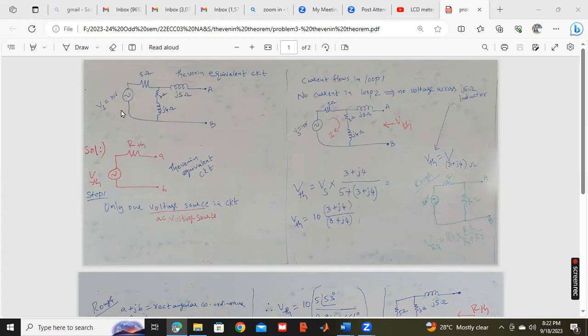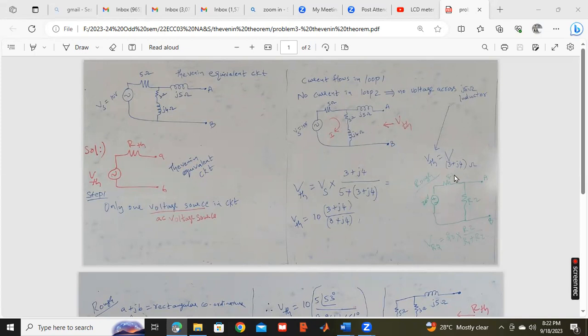In the circuit, we have only one voltage source. So current flows in loop 1. This is the closed loop. If we are able to calculate the voltage across this 3 plus J4, we can calculate the VThevenin value. This 3 plus J4 is the parallel path across which we are calculating the VThevenin value.